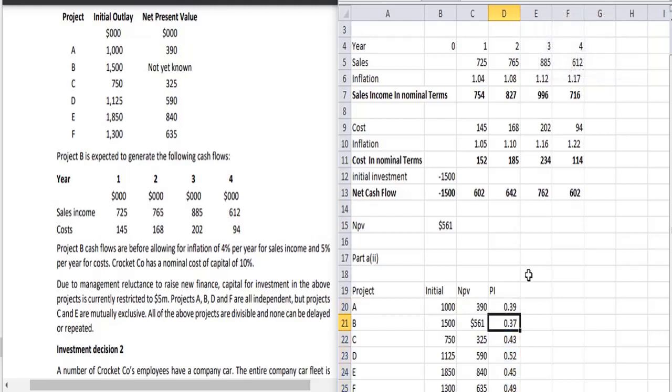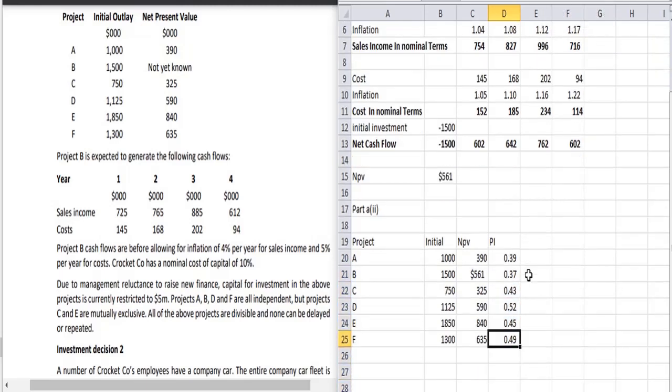Okay, so now we will rank these projects according to the PI. Highest PI will be ranked as first, and 0.52 is the highest, so 1. Okay, after that the next highest after 0.52 is F. ठीक, then the next highest is 0.45, which is E, but C and E are mutually exclusive projects.